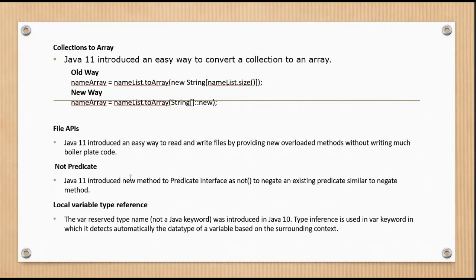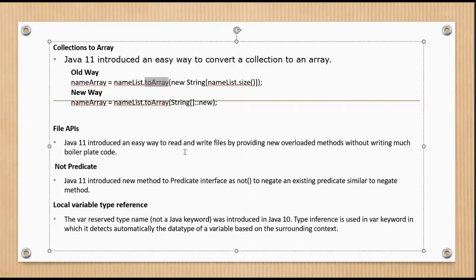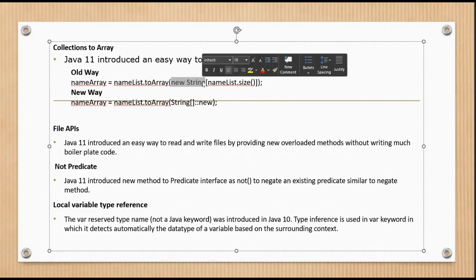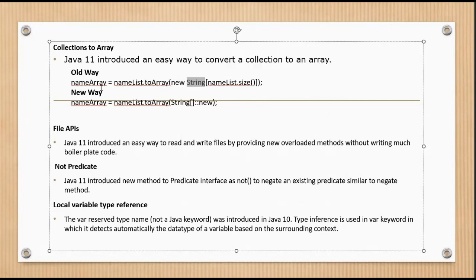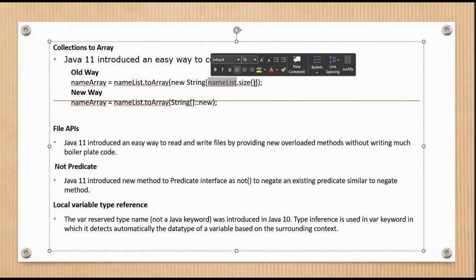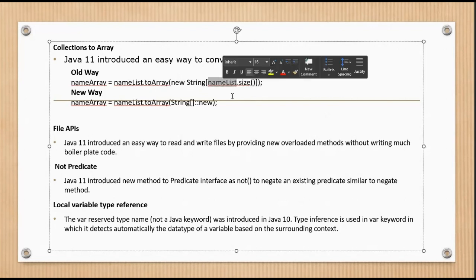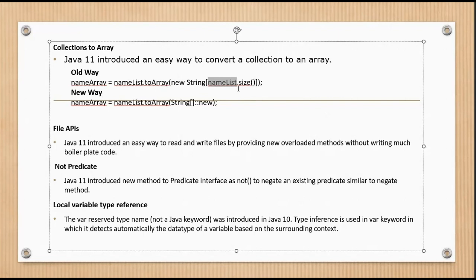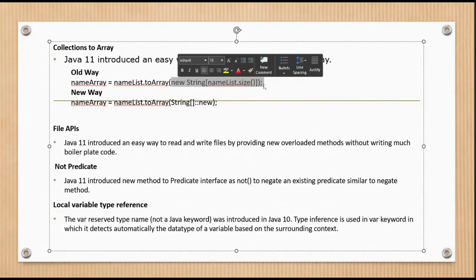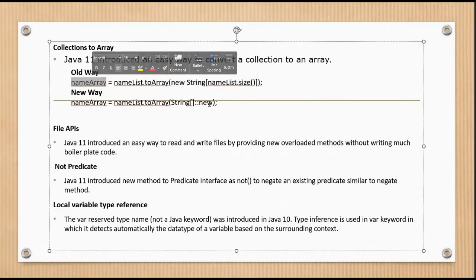Collections to array. In Java 11, an easy way to convert a collection to an array was introduced. Usually in the old way, on the collection there is a toArray method, and we used to specify the type which you want to convert to, like String, and then pass the size of that array, like list.size, whatever number of elements are present in the list, it will create that many elements as the array output, right?